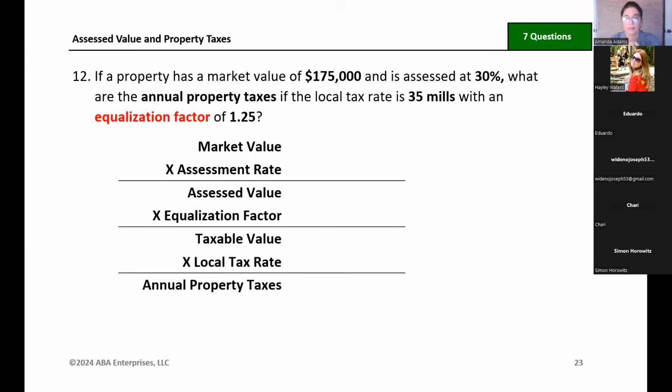All right, number 12. If a property has a market value of $175,000 and is assessed at 30%, what are the annual property taxes if the local tax rate is 35 mils with an equalization factor of 1.25? Now, mils is a little bit different, you guys. For those of you that missed the morning session, for mils, take 35 mils and divide it by 1,000, not 100. That will give you your local tax rate as a decimal, because a mil is 1/1000th of a dollar. So that's why we're using mils this time. We're dividing it by 1,000.